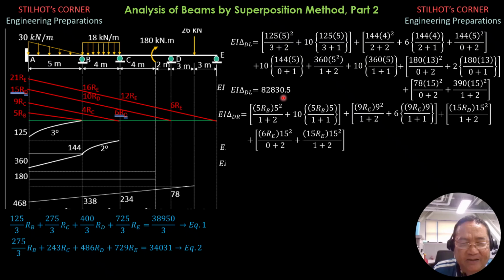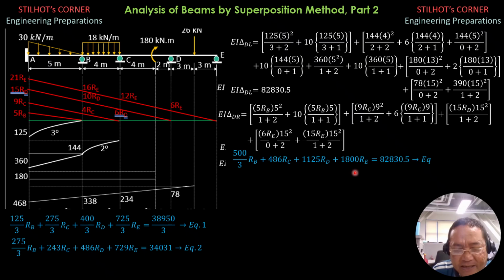Simplifying and equating it to 82,830.5, we have 500 over 3 RB plus 486 RC plus 1125 RD plus 1800 RE equals 82,830.5, equation 3. Then finally, EI delta E due to the loads.